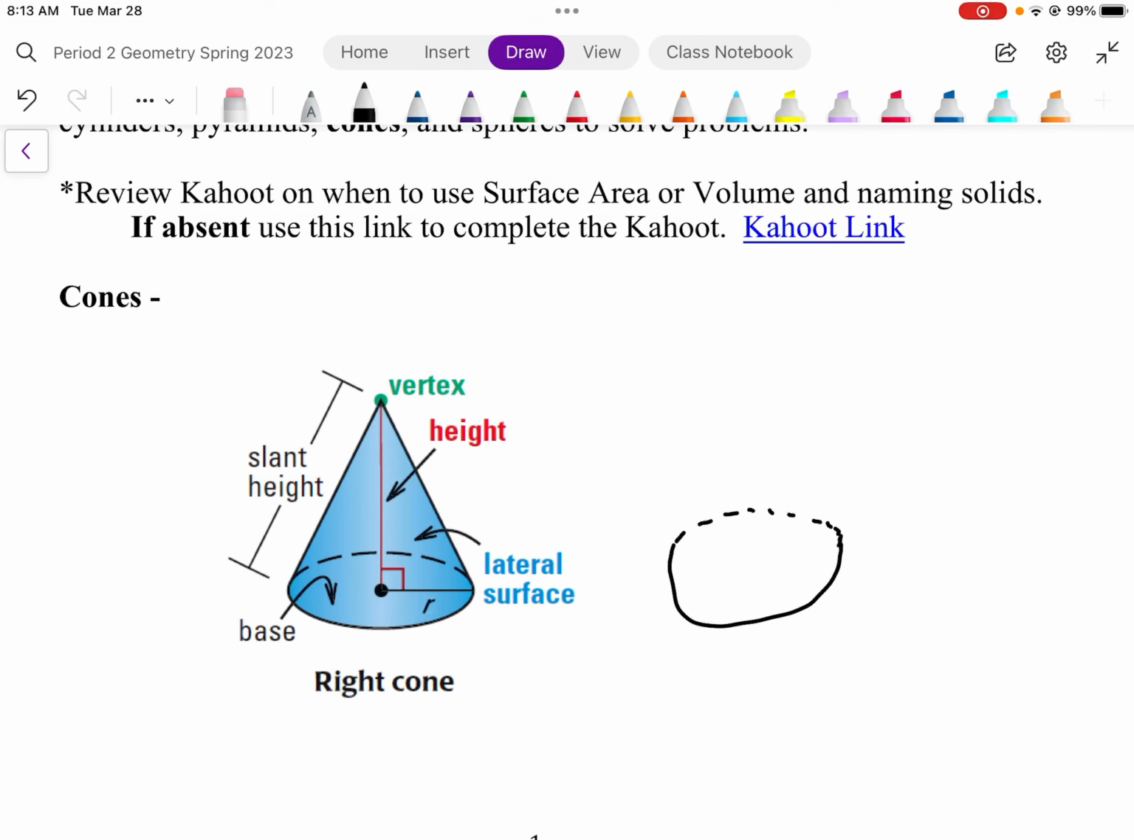And the front half of the circle is going to be visible if we were looking at a cone, so that's going to be a solid line. And then the back part is going to be the hidden part, so you're going to do that with a dashed line. Then somewhere above it, you're going to put the point for the vertex, and you're going to connect that vertex to each side of the cone. And that's the easiest way to draw it.